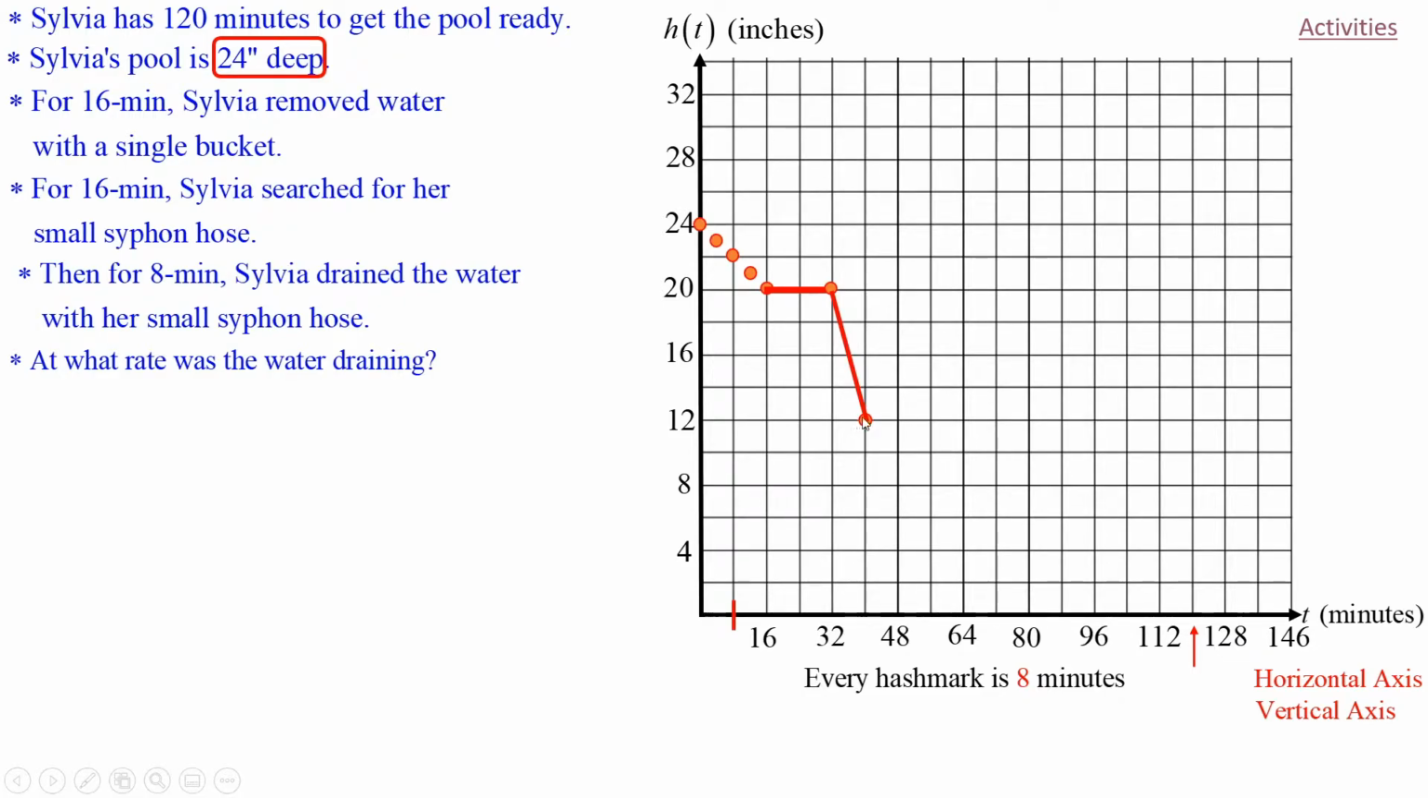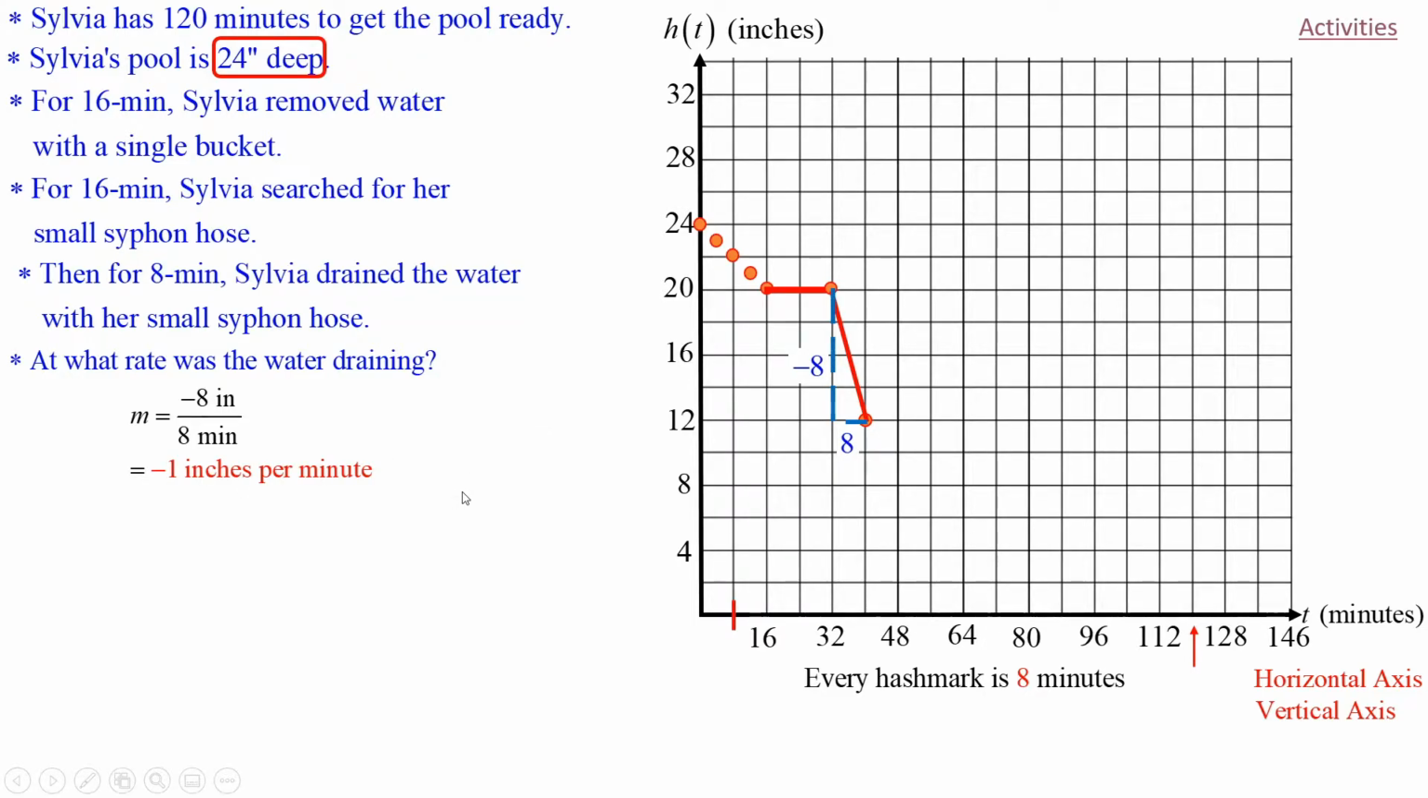what's my rise and what's my run? Well, we dropped how many inches while we were draining the pool with the siphon hose? We went from 20 inches to 12 inches, so that's minus 8 inches. And then how long did that take? Well, we went from 32 to 40, so that was what, 8 minutes? So my rate is going to be, and that's a slope right here, negative 8 inches, and that took 8 minutes. Or that's going to be negative 8 over 8 is negative 1. That would be negative 1 inches per minute.